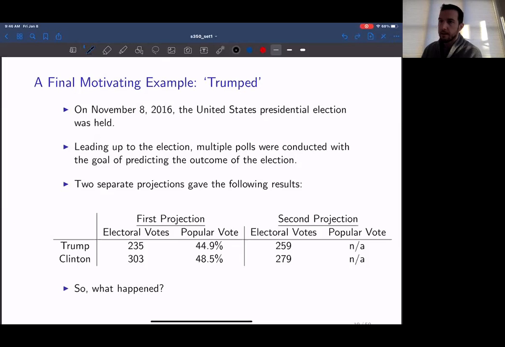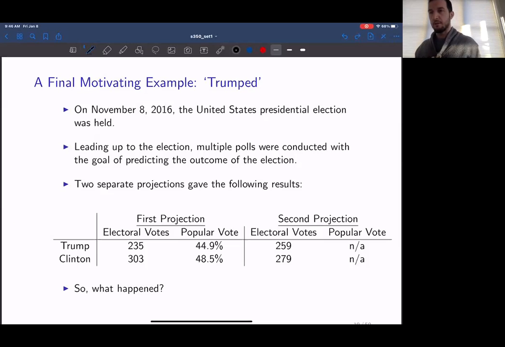So in these two tables, we have our electoral projections, and then we have our popular vote for the first projection, and then we have the electoral votes for the second projection, and we don't have the popular vote in that case. And then just as a reminder, essentially the way it works is you need to get a certain number of electoral votes in order to be deemed the president.